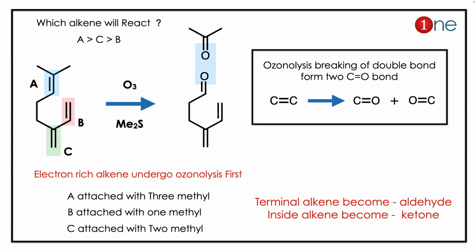Mostly the electron rich double bond will react fast. Here the three double bonds are named A, B and C, but A is electron rich because it is attached with 3 methyl groups, B is attached with 1 methyl group, and C is attached with 2 methyl groups. So the reactivity of A is very high, it reacts faster. So our answer is oxidation happened at the A alkene. The concept you have to learn here is ozonolysis happens at the electron rich alkene.